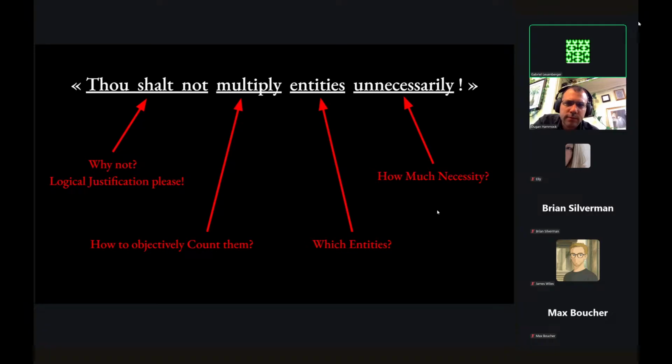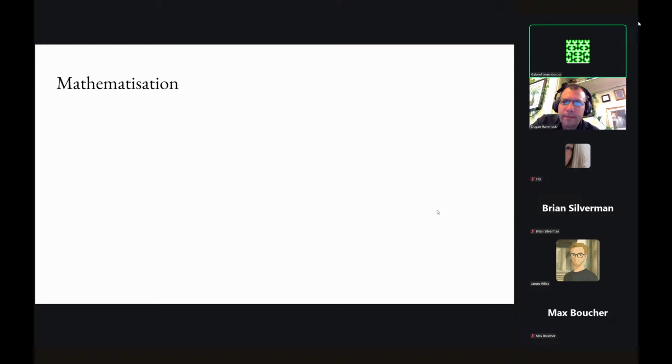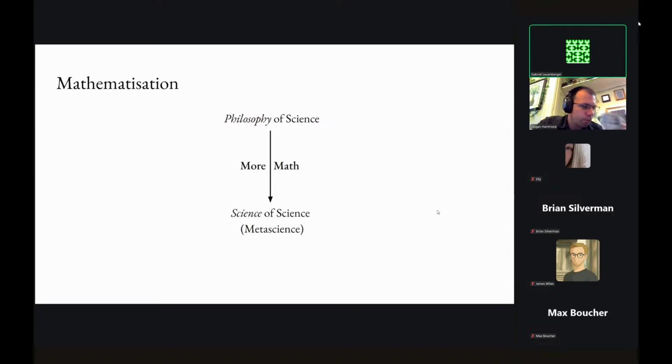And I will get to all of these later in the presentation. So we want to mathematicize Occam's razor, which is in the realm of philosophy of science, and then move it into science of science, which is meta science. And that will be less vague and more useful, therefore.